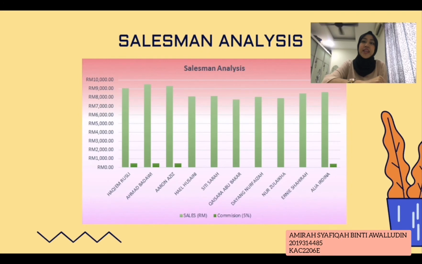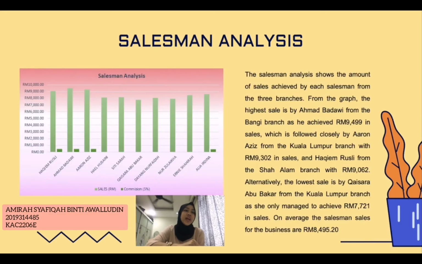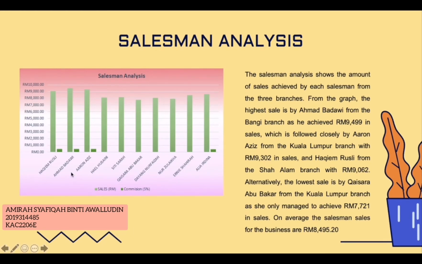Next, salesman analysis. This graph shows all of the sales by our salesmen and their commission. The salesman analysis shows the amount of sales achieved by each salesman from the 3 branches. From the graph, the highest sale is by Ahmad Badawi from the Bangi branch, as he achieved around 9,499 ringgit in sales, which is followed closely by Aaron Aziz from the Kuala Lumpur branch with 9,302 ringgit in sales, and Hakim Rosli from the Shah Alam branch with 9,062 ringgit in sales.